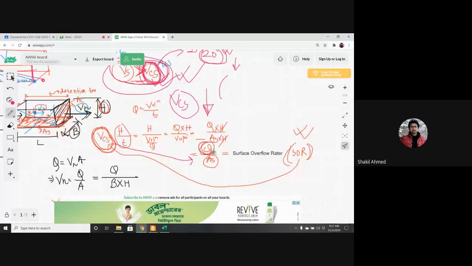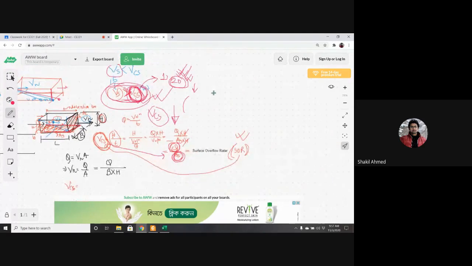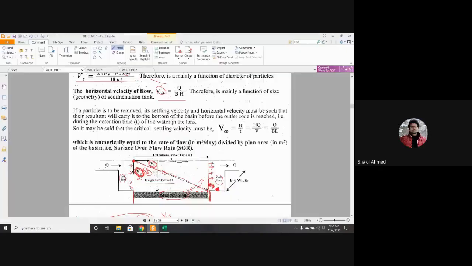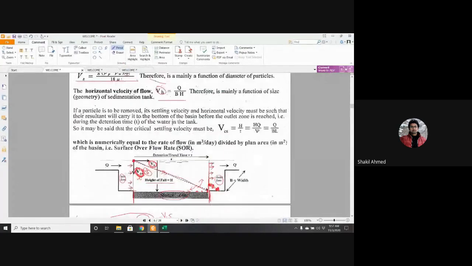Q is not in your hand always, because Q is the demand. Now AS, this is under your control. That means if you can increase the surface area of the tank, then VCS will be smaller, and the removal efficiency of the tank will be higher. Am I right? Yes, sir. So that's the trick here. So you need to increase the surface area.